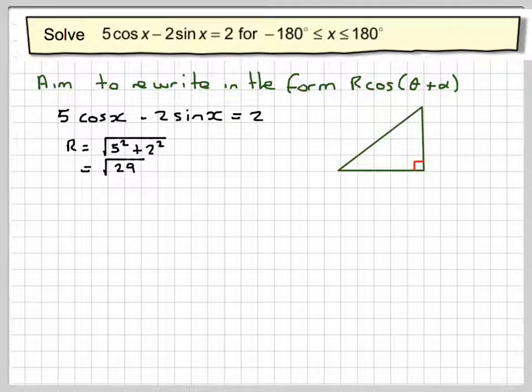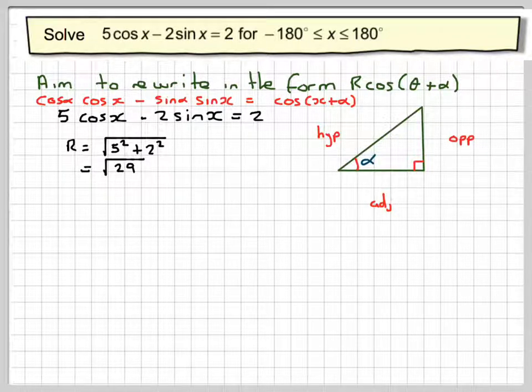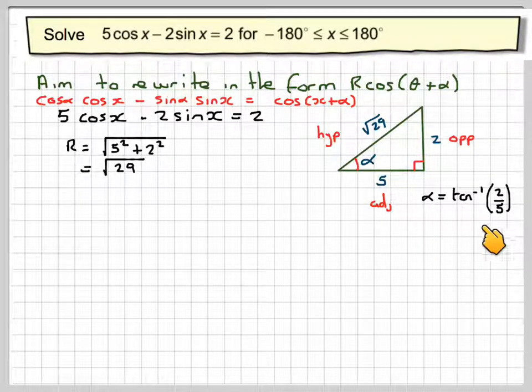And then if we draw a right angled triangle, if we're going to write this in the form cos, then this is going to be cos alpha cos x. So cos alpha will have to be 5 over root 29. So the adjacent side will have to be the 5, and the opposite side will have to be the 2, and the hypotenuse will be the value of R, which is the square root of 29. Alpha will be tan to the minus 1 of 2/5, which is 21.80 degrees.